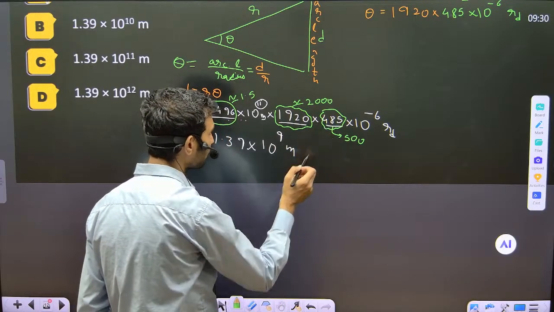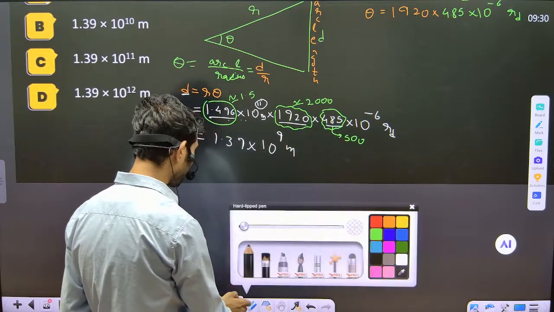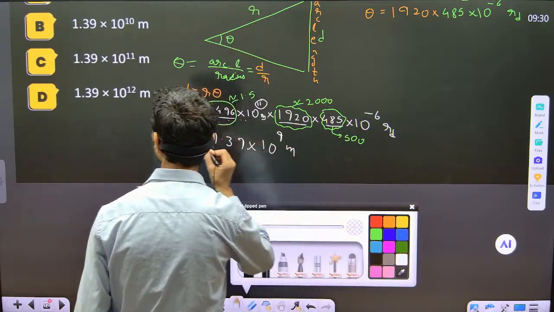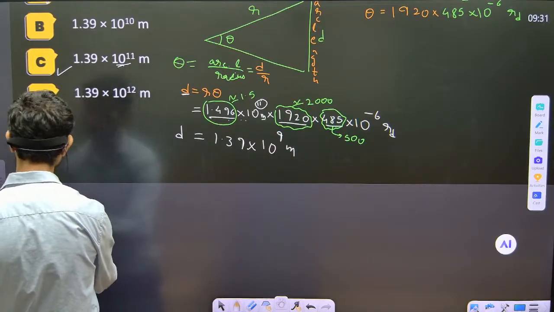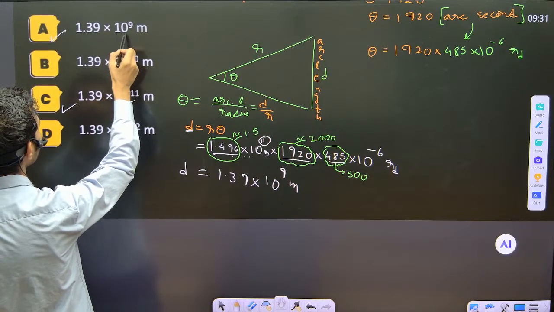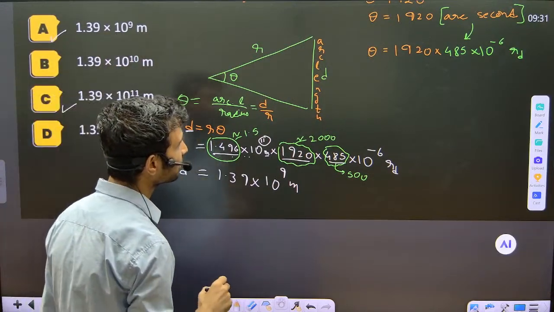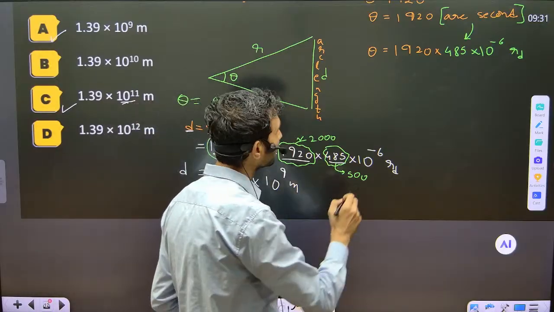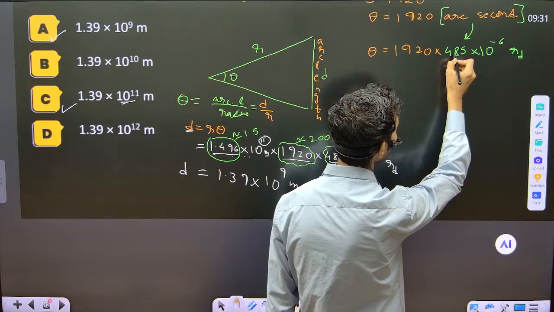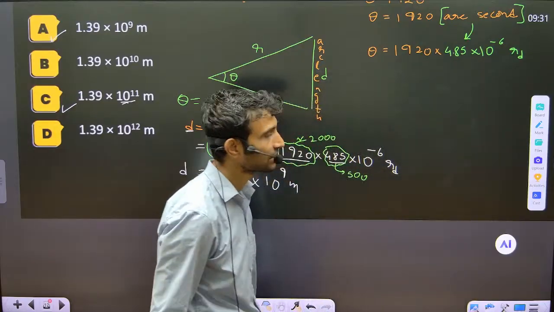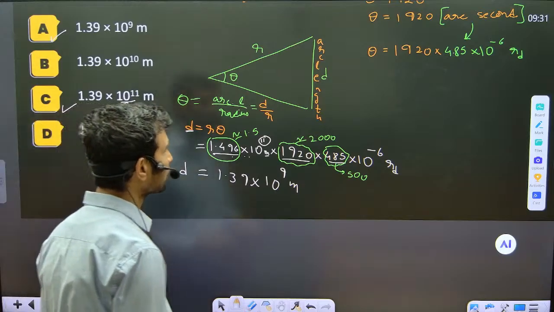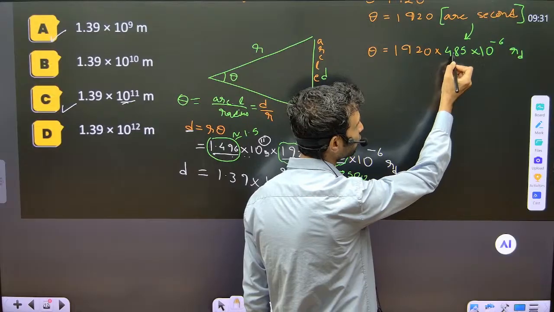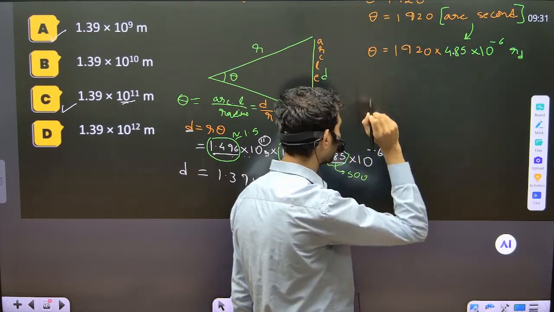And this is, oh, we were getting option C, but actually the option is A, 10 to the power 9. We were getting 10 to the power 11 before. You know why? Because I put the wrong value of arc second while copy pasting. I forgot to put a decimal here, right? It is 4.85 into 10 to the power minus 6. That is why I was wondering why I'm getting two times. It is 4.85, guys. I forgot to put that decimal there.